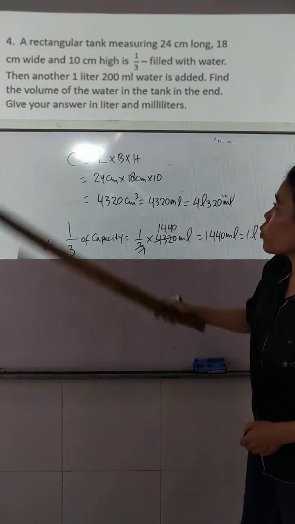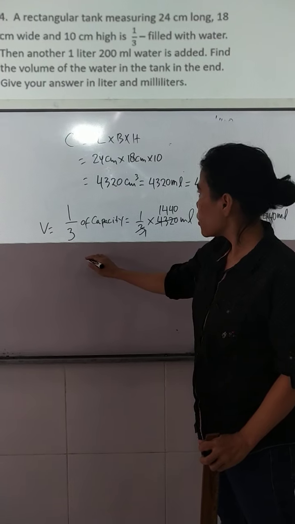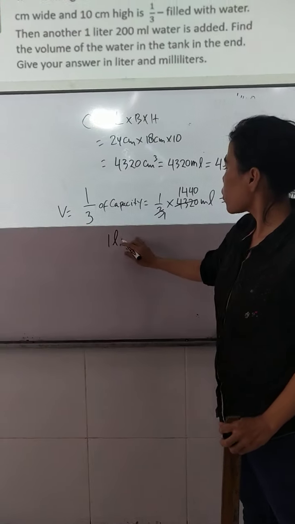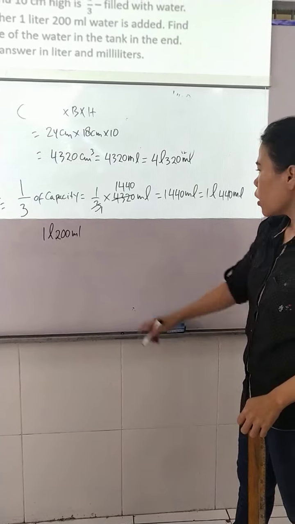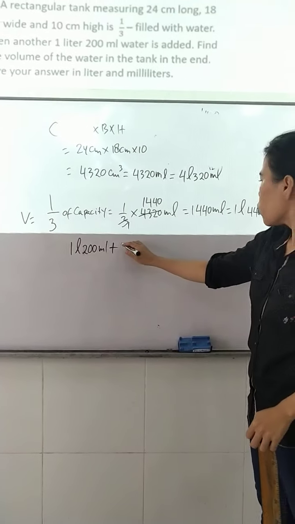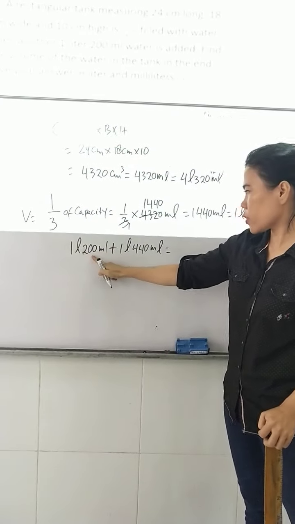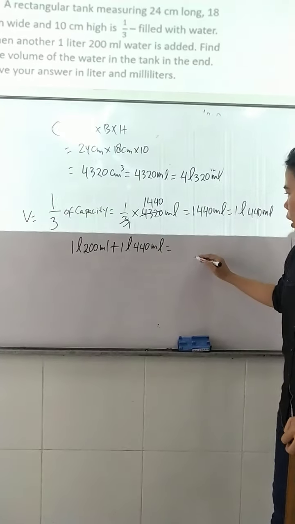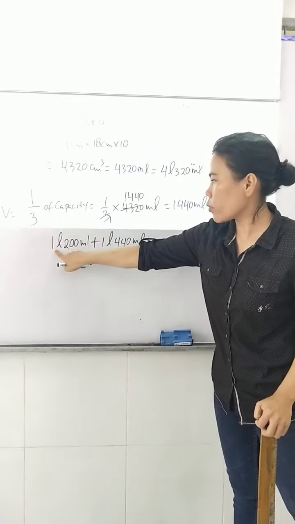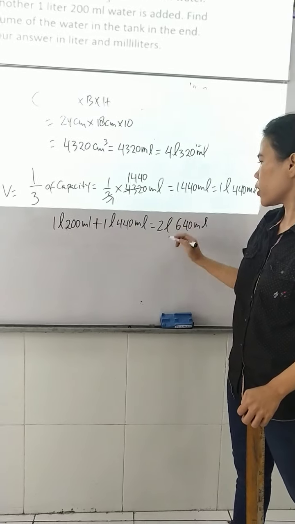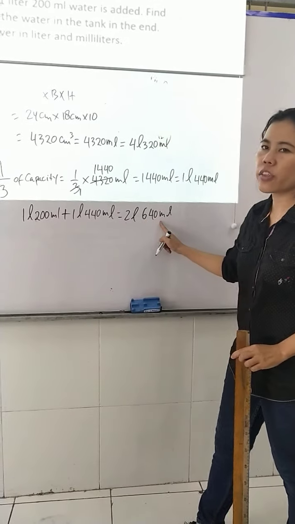That, it added again water, 1 liter 200 milliliter, so we add it. So we add the volume with the added water. 1 liter 200 milliliter plus 1 liter 440 milliliter. So we add the milliliter first. 200 plus 440, it's about 640 milliliter. We add liter with liter. 1 plus 1 is 2 liter. So the water inside the container now is about 2 liter 640 milliliter.